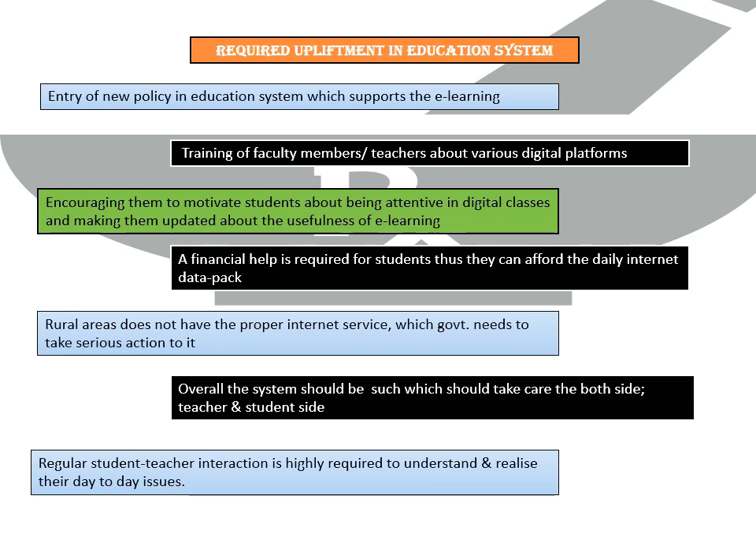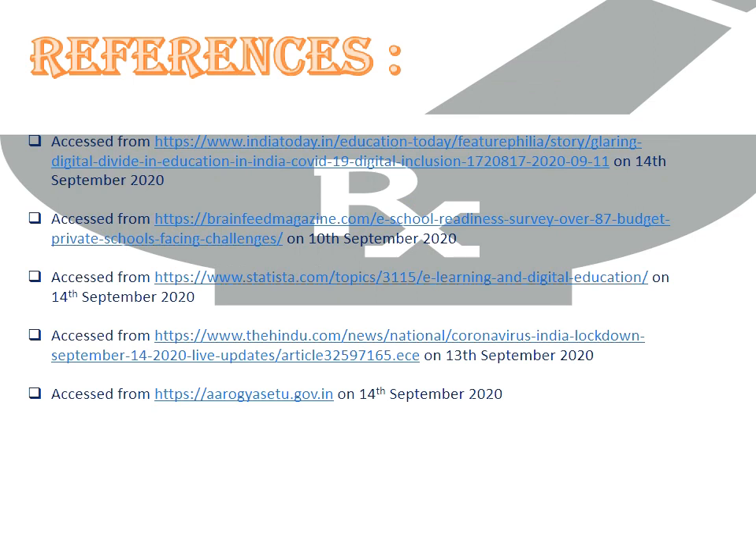So if there is mutual interaction or mutual understanding between a teacher and a student, I think the overall education system can be at such a level that the output or productivity will be at its best in India. These are some of the references from where this information has been collected.